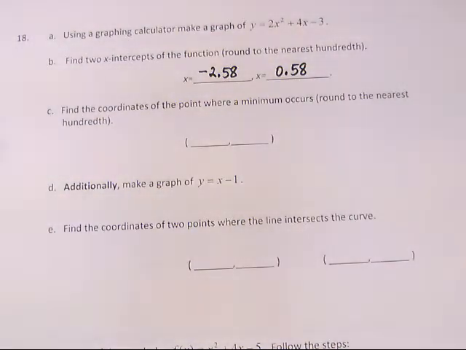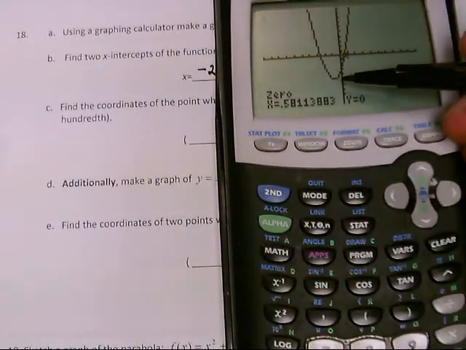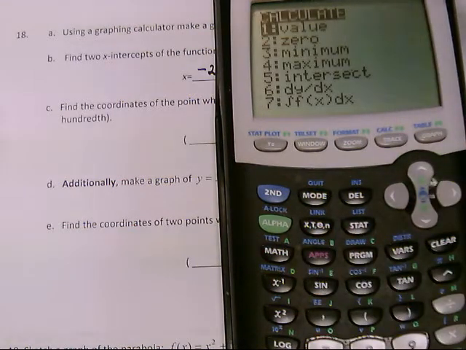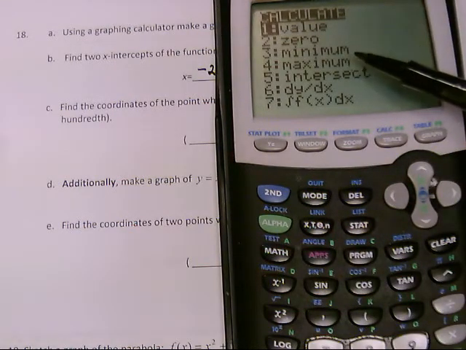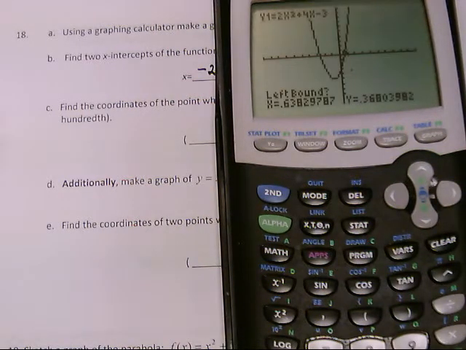Now part C is finding the coordinates of the point where a minimum occurs. Well, that's the lowest point on this graph right here. To do that, we press second and trace for the calculate menu, and where the minimum occurs, we want to select number 3 for the minimum. So we'll select menu item number 3 by pressing number 3.